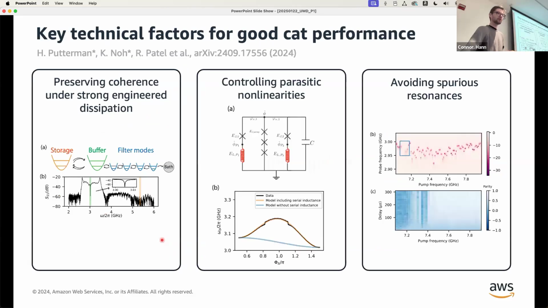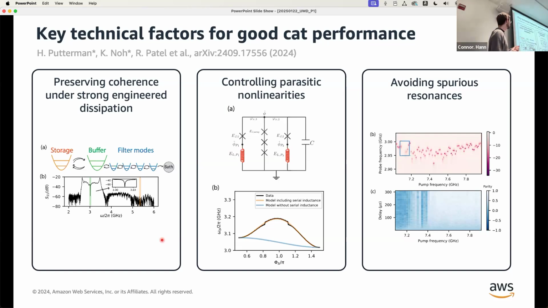But before getting to that, I wanted to briefly flash up some additional technical points. I've glossed over a lot of the nitty-gritty details that we had to grapple with to get good performance out of these cat qubits. I'm not going to go into these details here, but I did want to briefly flash them up in case anyone in the audience was interested. You can ask me questions about them at the end of the talk.